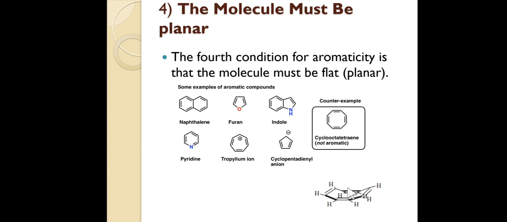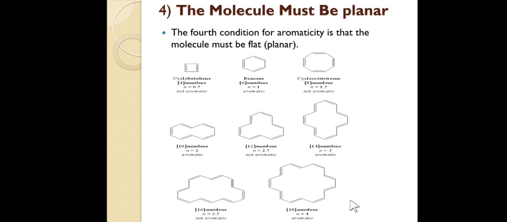So this is cyclooctatetraene, and this is not planar, this is a tub-shaped structure. That's why most of the time we say this is not an aromatic compound. So friends, these are the 4 criteria. So for the last point, I have again this structure.